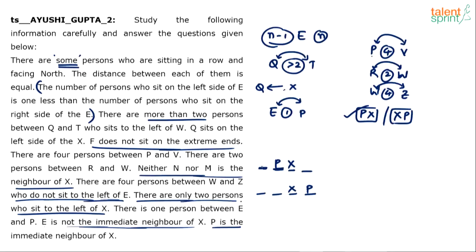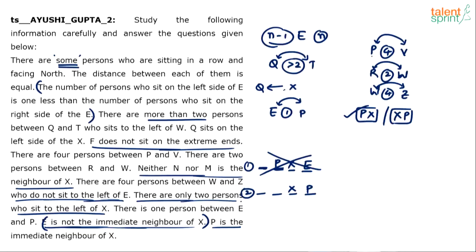Now, if you observe, can E be on the left side of P? Not possible. Look at case 1. This is case number 1, this is case number 2. In case number 1, can we have E on the left of P? No, because there has to be one person here and then E, which is throwing him out of the arrangement. So obviously E has to come here. But this violates the condition given here: E is not the immediate neighbor of X. So case number 1 goes wrong here itself. Case number 1 cannot be true.